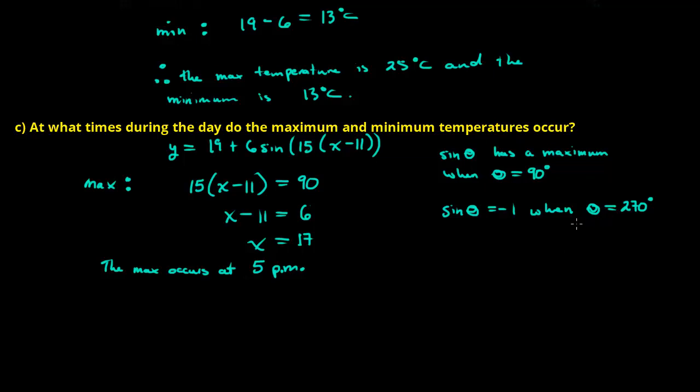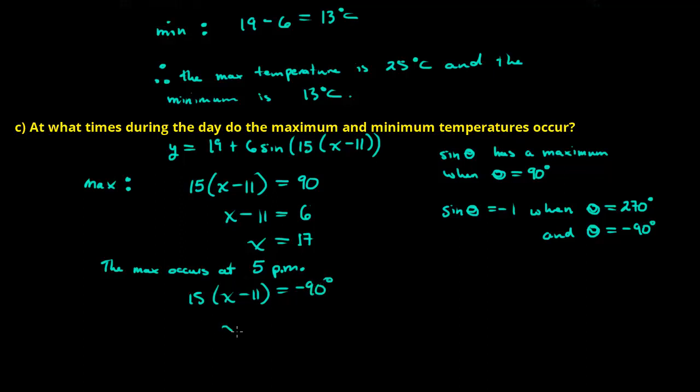So when theta is equal to -90, sine of theta is equal to -1 as well, because 270 degrees and -90 degrees are coterminal. So we can use theta being equal to 270 degrees or theta being equal to -90 degrees as well. And then we could just figure out what times these correspond to. So let's use theta equal to -90 degrees. Let's figure out when 15 times x minus 11 is equal to -90 degrees.